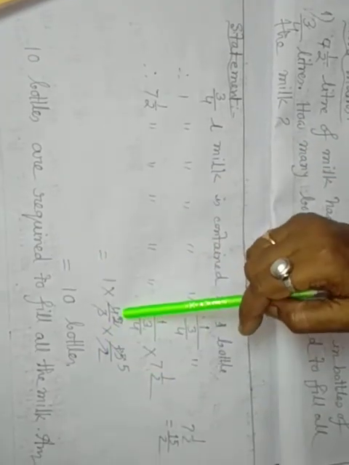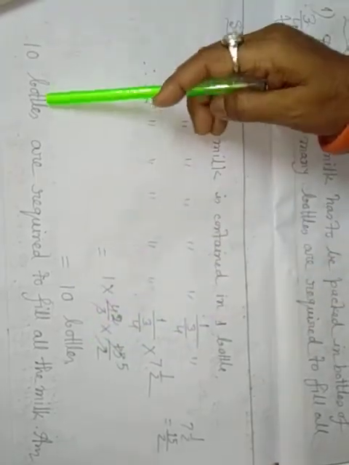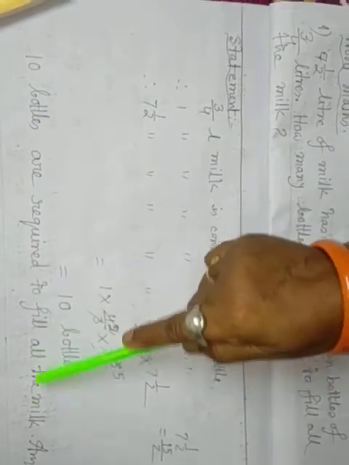So 2 2s are 4, 3 5s are 15. So 5 2s are 10. 10 bottles. 10 bottles are required to fill all the milk. Okay, I repeat it again.